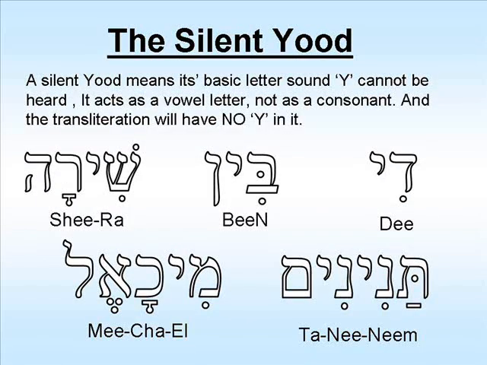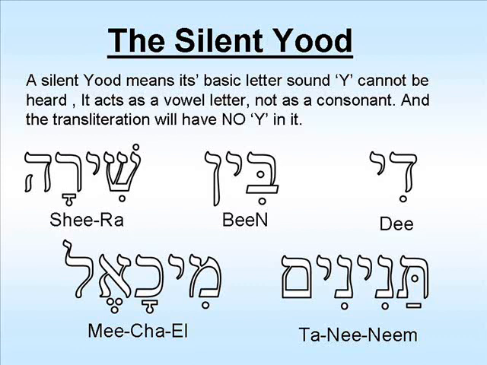The silent Yood. A silent Yood means its basic letter sound, y, cannot be heard. It acts as a vowel letter, not as a consonant, and the transliteration will have no y in it. For example, d. The Yood here is silent. It is almost dispensable. If we take it away, the syllable would sound exactly the same, d.